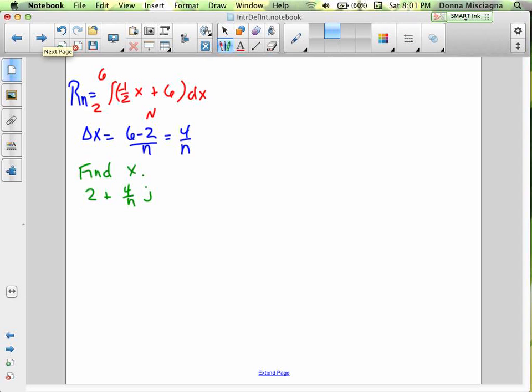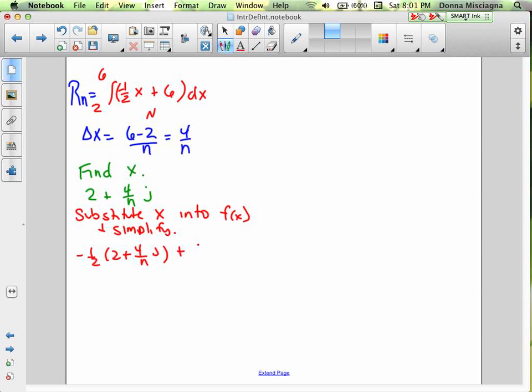And then substitute x into the function there. And we'll simplify. So that would be negative 1/2 times 2 plus 4 over n times j, plus 6.